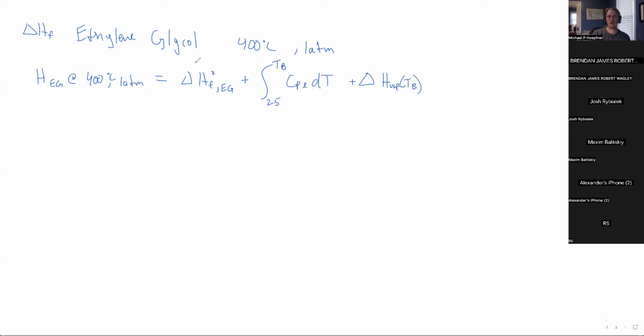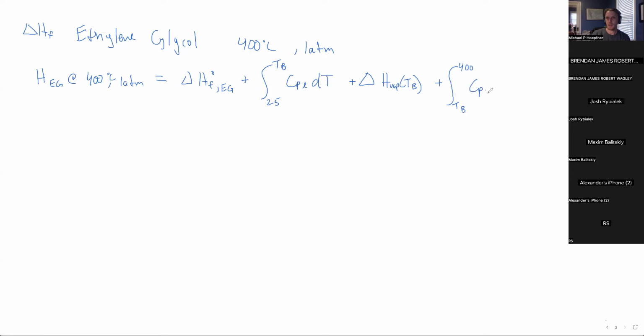So we're going from atoms, carbon, hydrogen, and oxygen to ethylene glycol. That's step one. Then we heat the liquid ethylene glycol to its normal boiling point. That's step two. We go from a saturated liquid to a saturated vapor. That's the third step here. And then the final step is we go from the normal boiling point of a saturated vapor to the 400 degrees C final state.